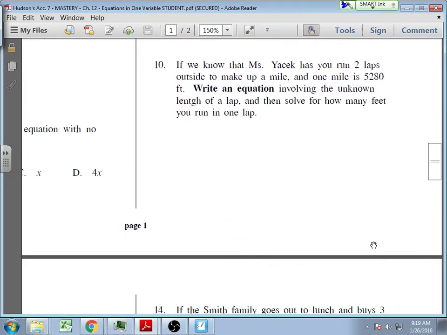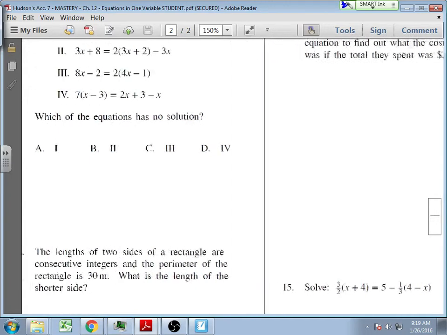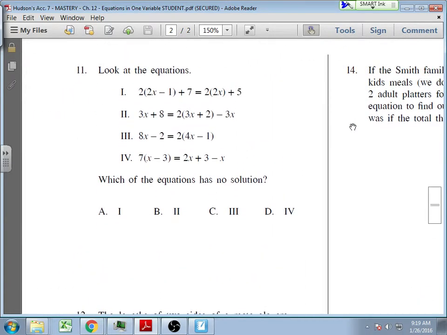Pretty much everyone was okay on 10. 2x equals 5 tomato, and then you find out that it's 2,640. We want no solution. And if you're jotting notes on this, for no solution, you want same variables, different constants.